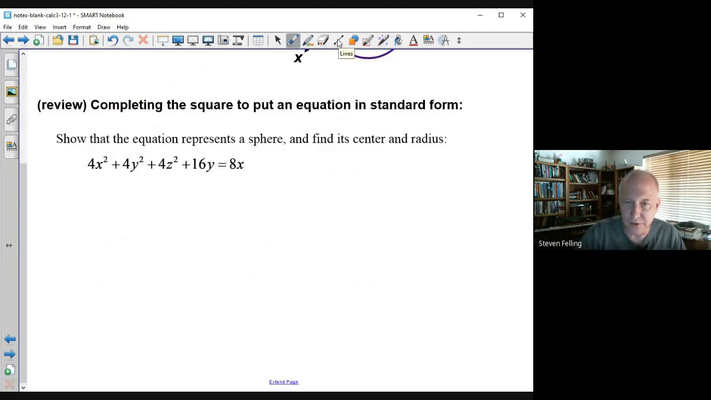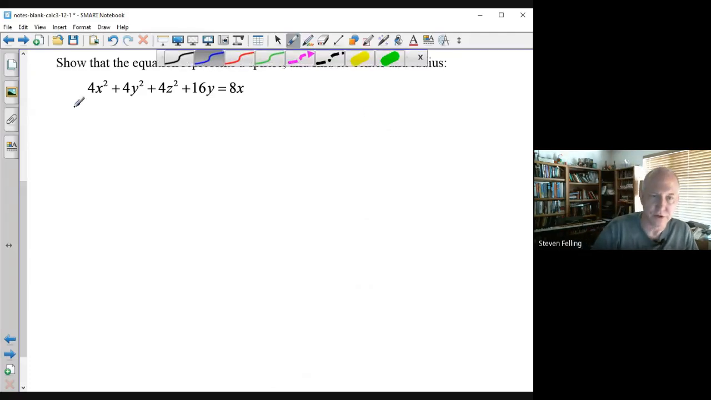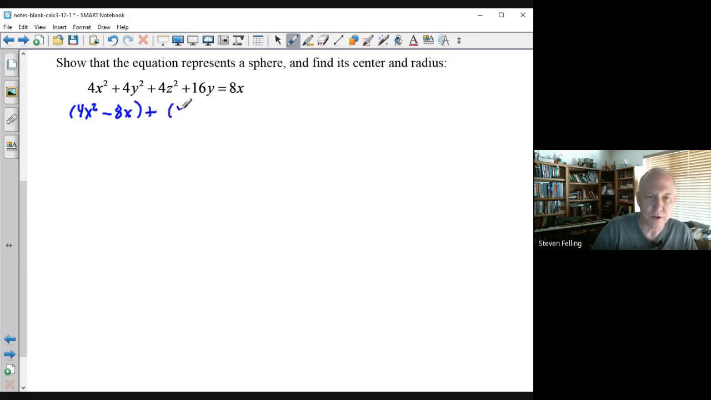I'm going to use one tactic that I use for completing the square. If you know another tactic, that's okay too. But here's the way I would approach this problem. So I would say, all right, let's group all the x terms together. So I've got 4x squared, and then I'm going to move this 8x to the other side, so minus 8x, and then I've got a 4y squared plus a 16y, right? And then I've got a plus 4z squared, and then that's equal to 0 because I moved this over.